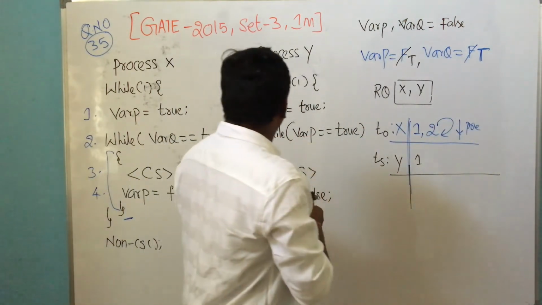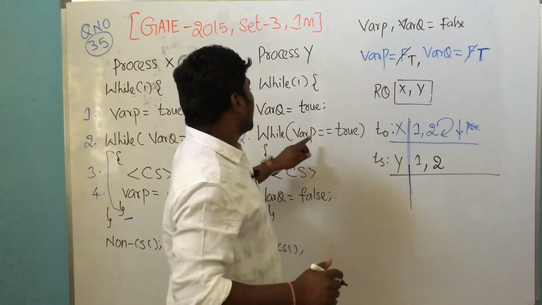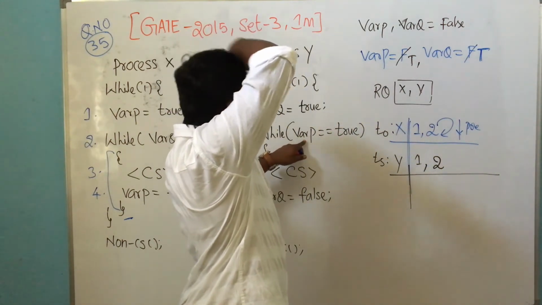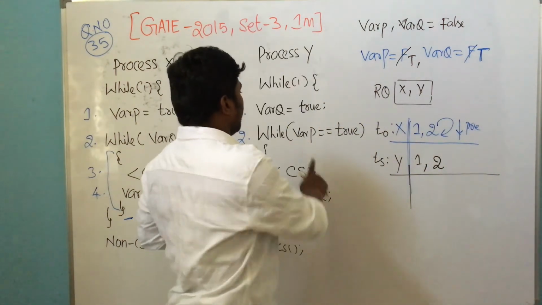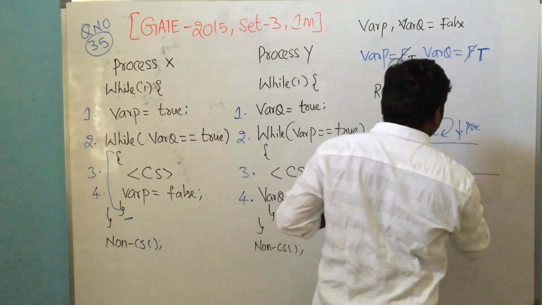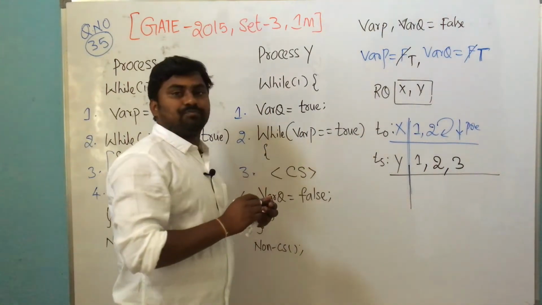Look, instruction 1 is over. What is instruction 2? While var p equal to true, what is the var p value? What was process px? It is also interested. Var p equal to true or not? Yes, var p value is true, this is also true. The condition is true. When the condition is true, it will enter into the critical section or not? Third instruction. Yes, it will enter into the critical section.